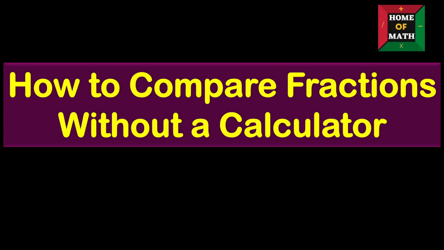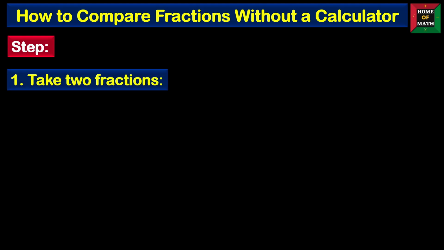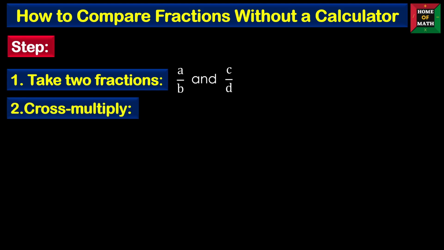Today's topic: how to compare fractions without a calculator. We will try to do it step by step. First step, take two fractions like a by b and c by d. Step 2, cross multiply the fractions.